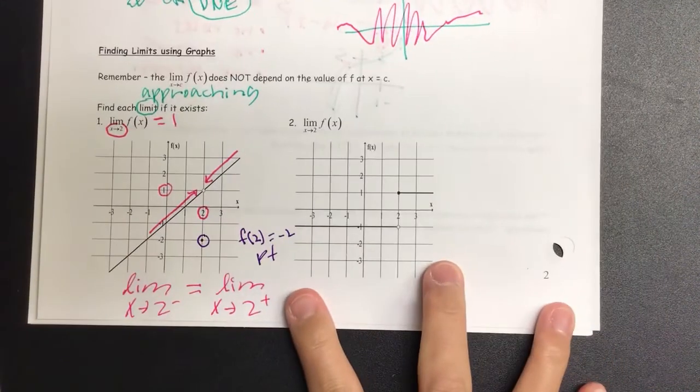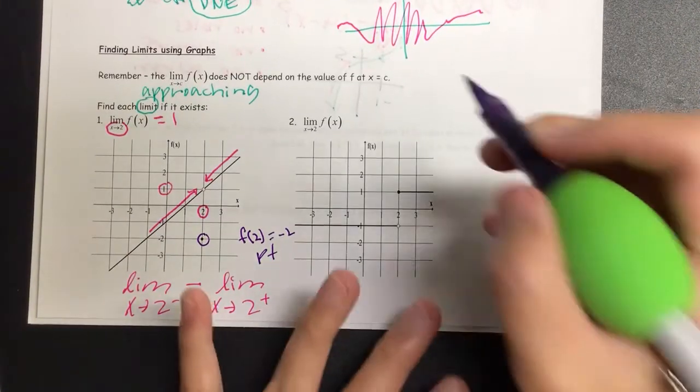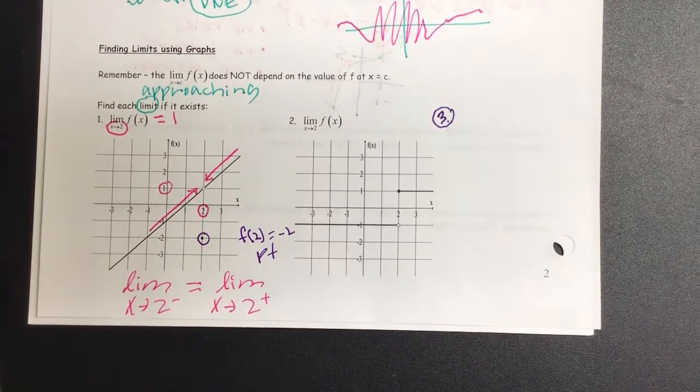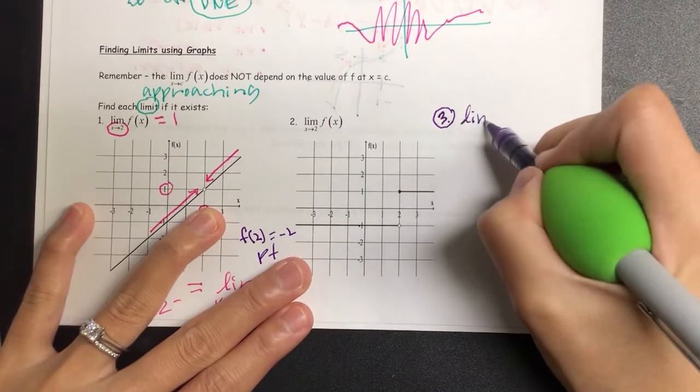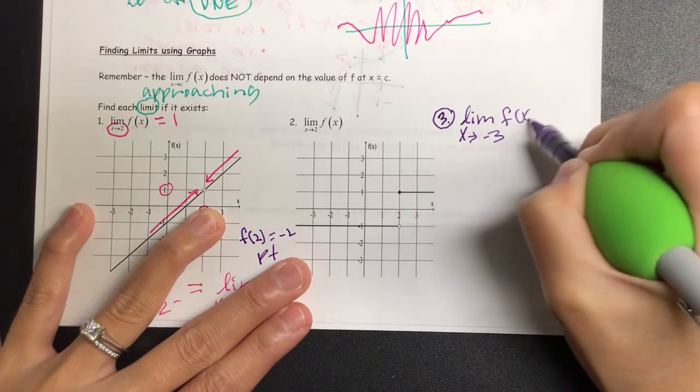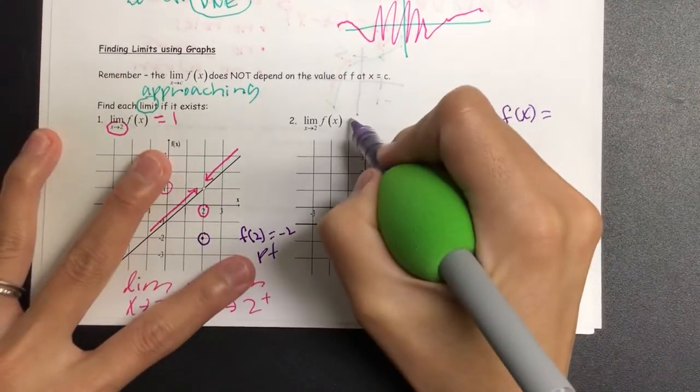I'm going to stem off of number 2. So if you want to write number 3, because I think something else on top of that is very important, I want you to write another question that says: limit as x approaches negative 3 of the function is equal to. Just going to add on to it.